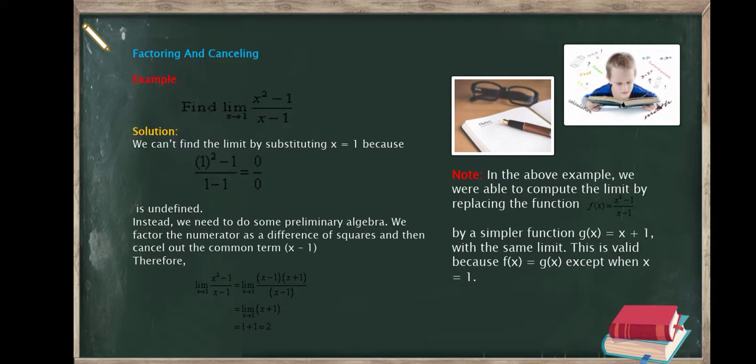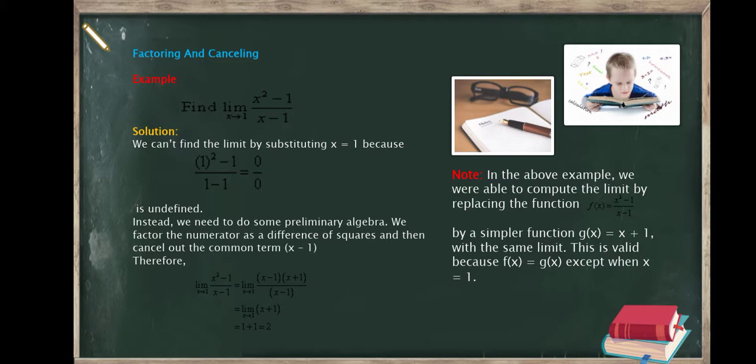Instead, we need to do some preliminary algebra. We factor the numerator as a difference of squares and then cancel out a common term, which is x minus 1. So therefore, the limit of x squared minus 1 over x minus 1 as x approaches 1 is equal to the limit of x minus 1 times the quantity x plus 1 over x minus 1, which is equal to the limit of x plus 1 as x approaches 1, which is equal to 2.